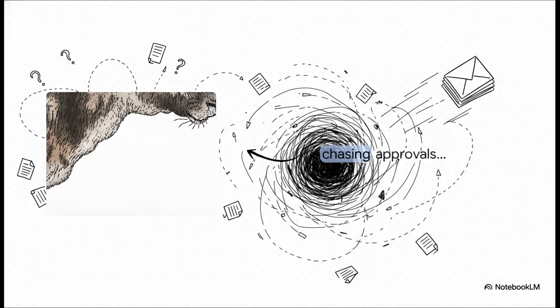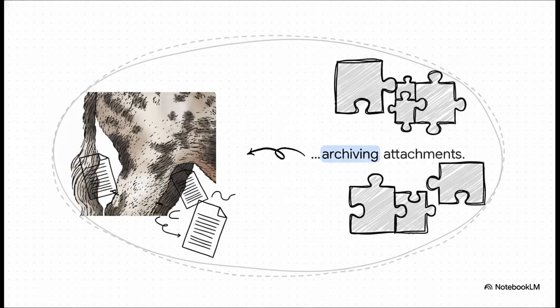Or, hey, what about this? Chasing approvals. You send a document off, and then you spend the next week just chasing it down with follow-up emails. It's like a communication black hole, isn't it? And then there's this, archiving attachments, that endless digital filing. Every single day, you're downloading, renaming, saving attachments. Each one of these tasks is like a tiny, separate piece of a puzzle. And right now, we're the ones stuck putting it all together by hand.